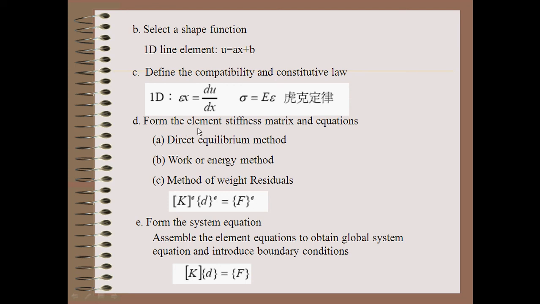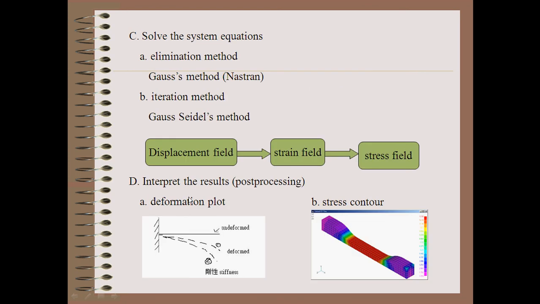In the formation of the element stiffness matrix, we generally make use of either the potential energy approach, the direct equilibrium method, or the work energy method, whatever the case may be. And finally, the formulation will be something like this: K D is equal to F, where F is the force vector, D is the displacement vector, and K is the stiffness matrix. Okay, and the equations formed, or the matrices formed through the above methods, will generally be solved by an elimination method, either the Gauss-Seidel method or the Gauss elimination method, whatever the case may be. And of course, the results are interpreted.